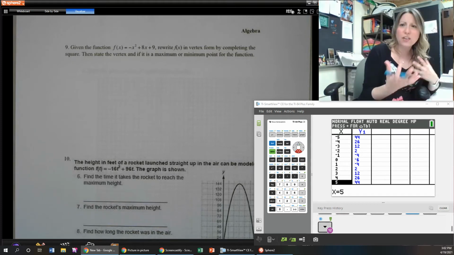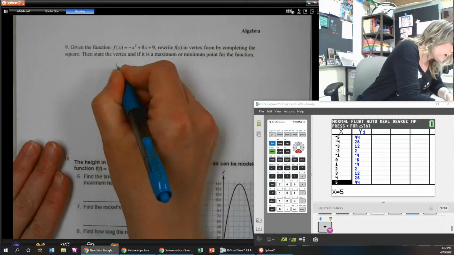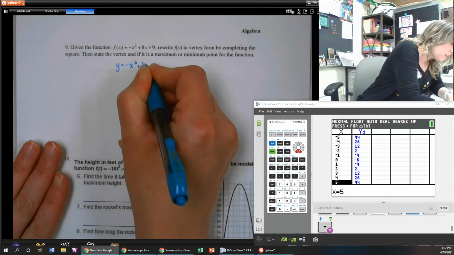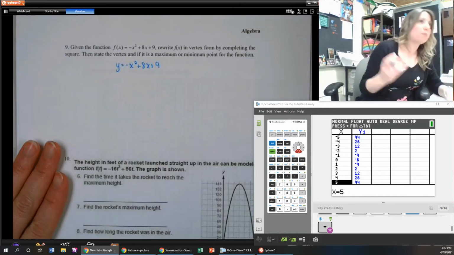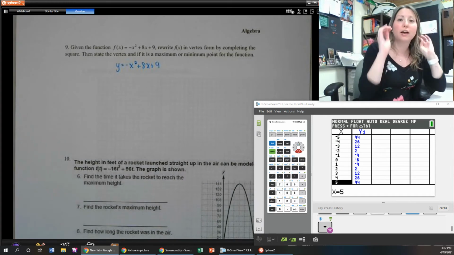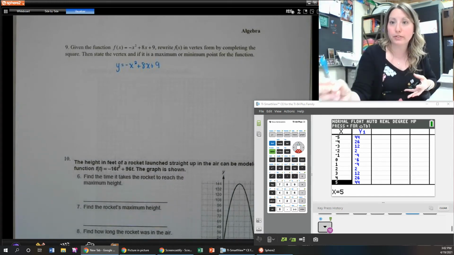But if you don't like the f of x and you just want to do y equals, do this vertex form, that is perfectly acceptable. Remember, the deal with vertex form is you're trying to make the binomial squared on purpose so that you can pull the axis of symmetry and vertex from that binomial and whatever number is outside of it.